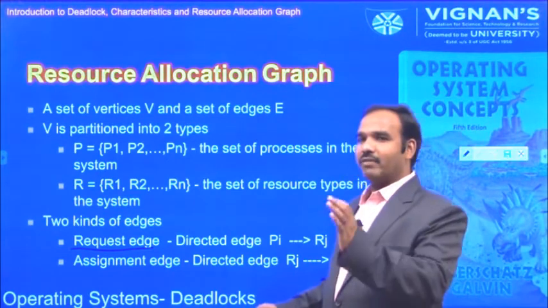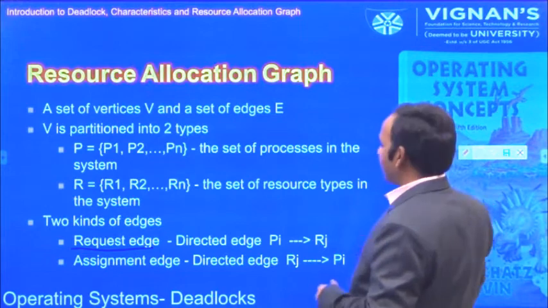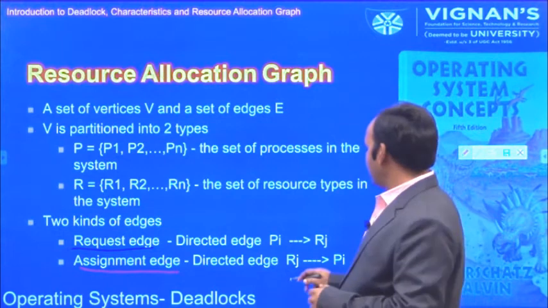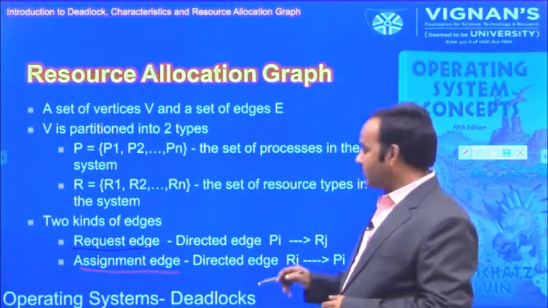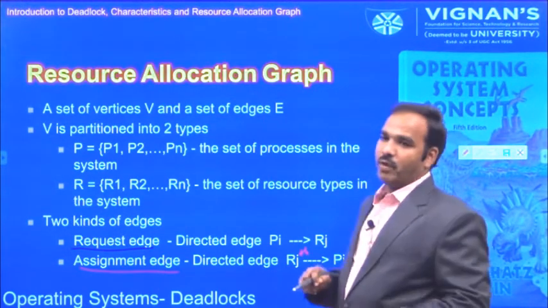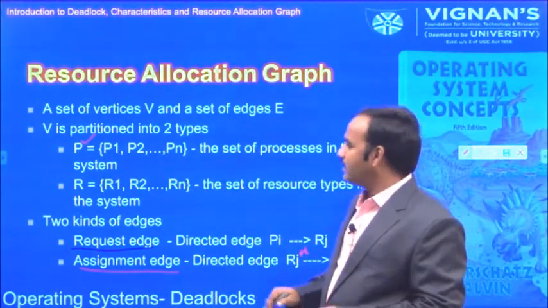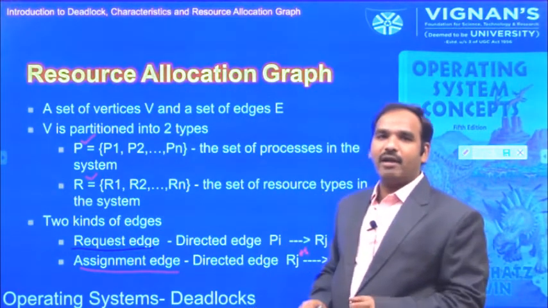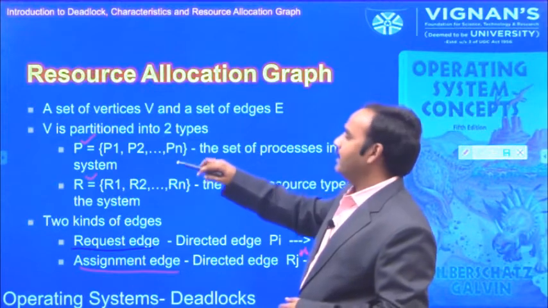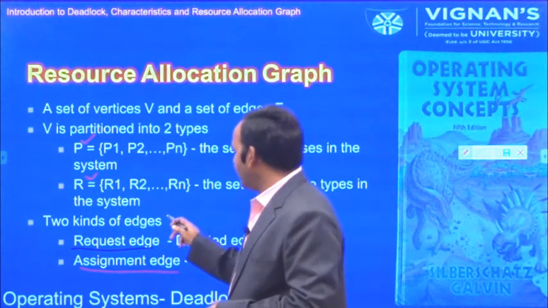A process Pi requesting resource Rj. And what is the assignment edge? Assignment edge means resource Rj, the jth resource, is assigned to the ith process. What is P? P is a set of processes, and what is R? R is a set of resources. So finally here V is partitioned into two kinds, and E is partitioned into two kinds.